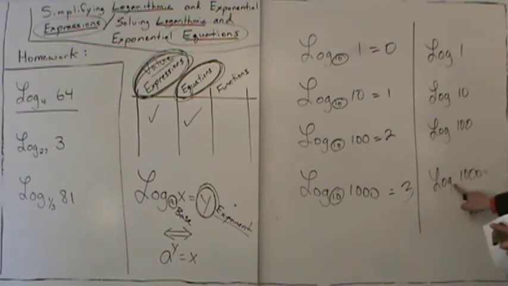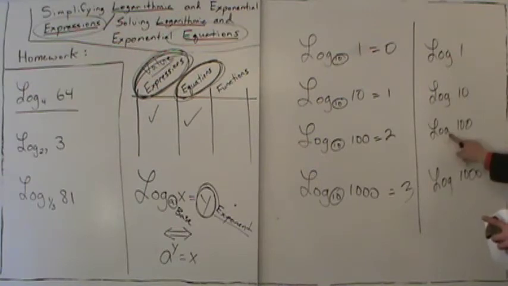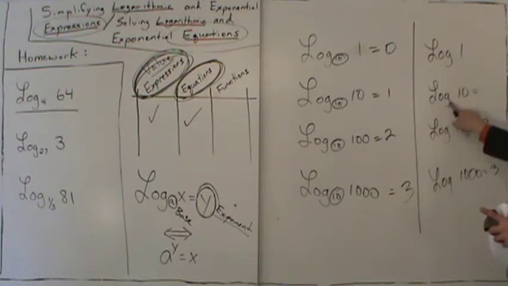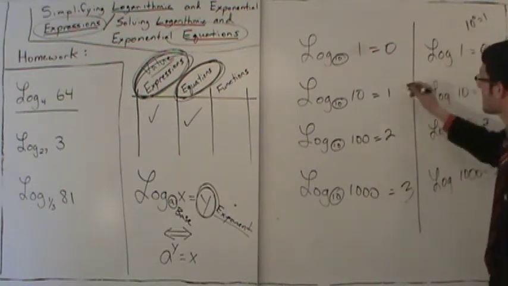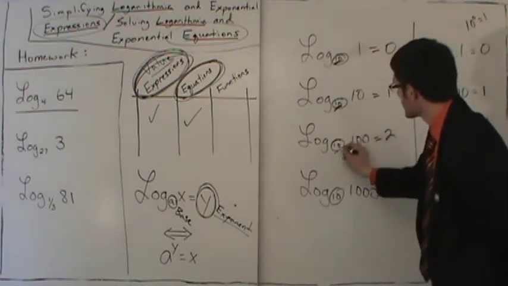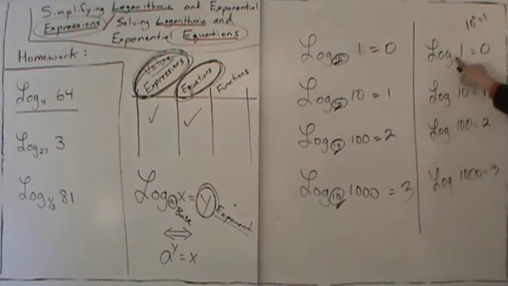So we're asking here, 10 to what power is 1,000? The answer is 3. 10 to what power is 100? The answer is 2. 10 squared is 100. 10 to what power is 10? This is 1. And 10 to what power is 1? Well, 10 to the 0 power is 1, so our answer is 0. So if the base is unwritten, we call this common logarithm, and this is assumed to be base 10.